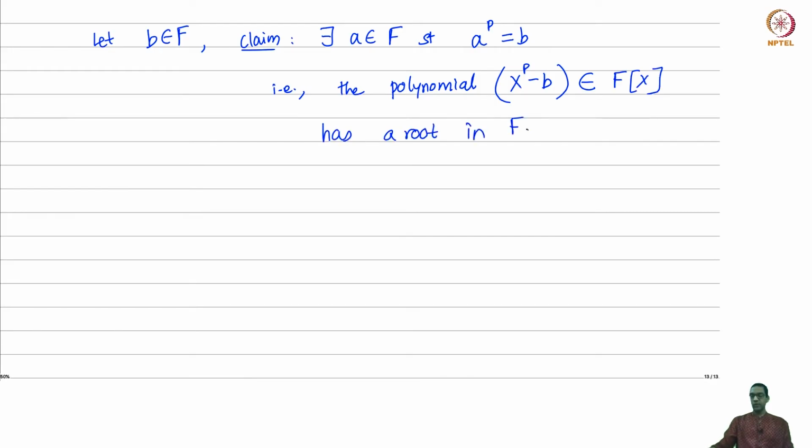Right, that's exactly what this element A would be. It would be a root of this polynomial. But F is algebraically closed and I have a polynomial with coefficients in F. Well, this is true because F is algebraically closed. Okay, the polynomial has a root, but this is true because F is algebraically closed.